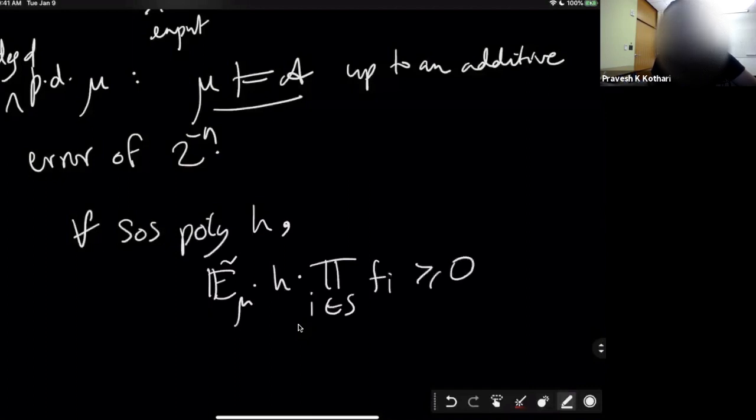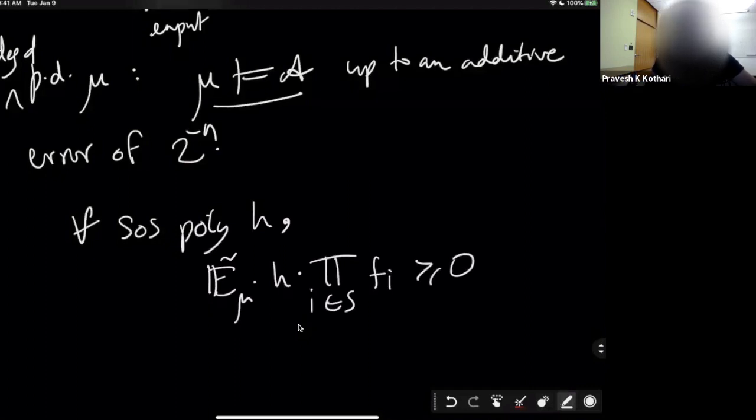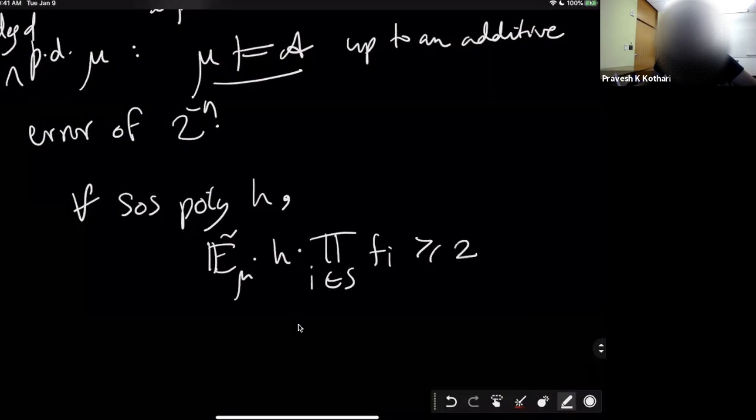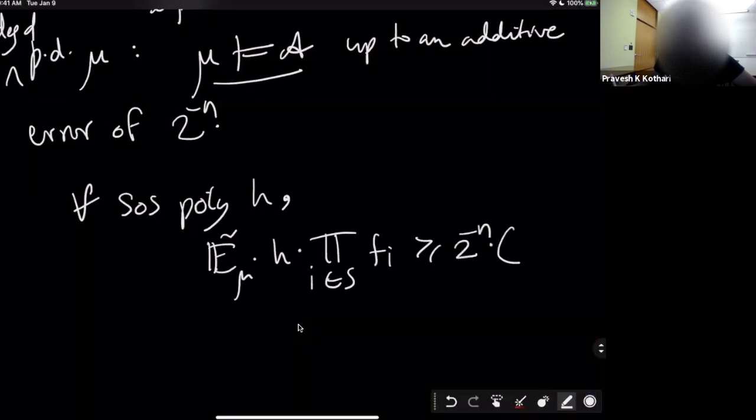These were my constraints, right? And so the pseudo distribution I'll find will not actually satisfy this. It will satisfy 2 to the minus n times some sum of, let's say, L1 norms of coefficients of the polynomials.